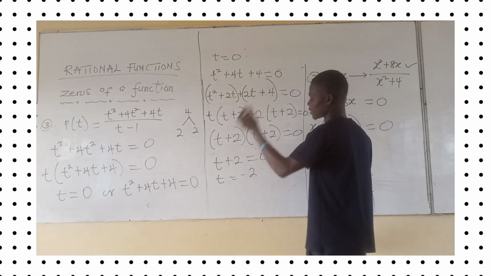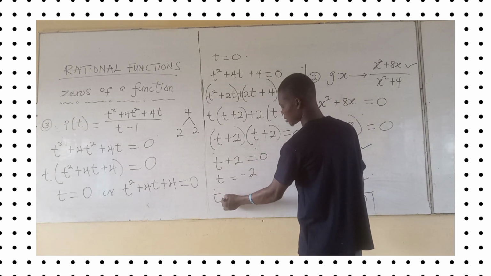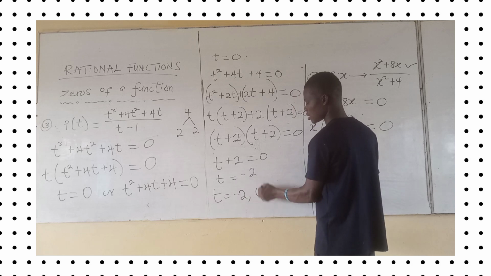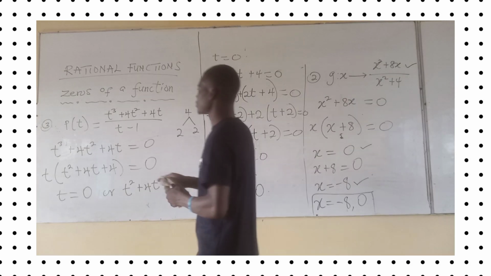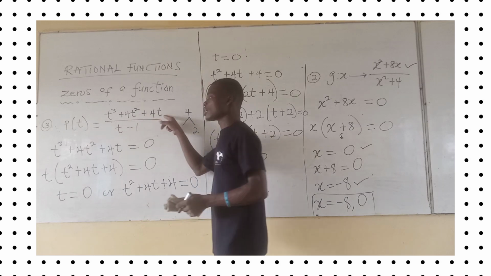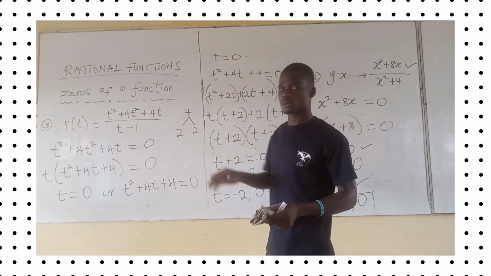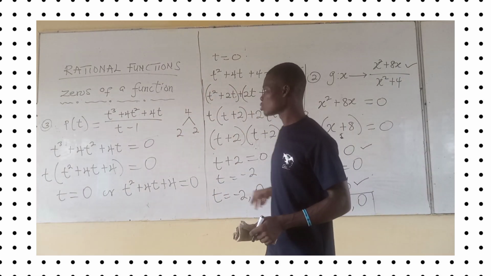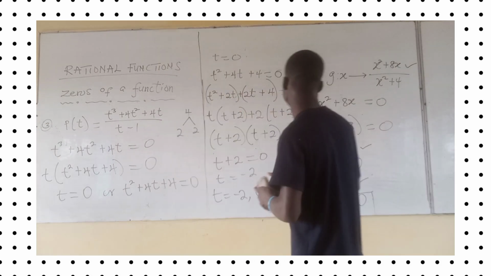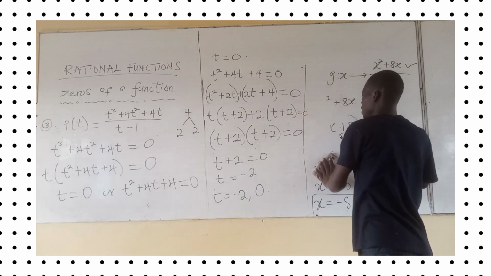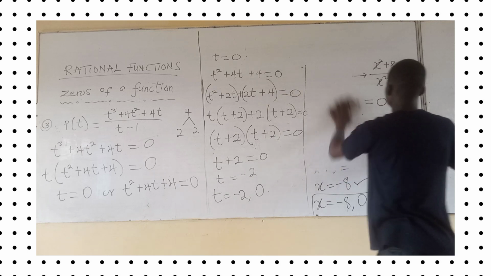So the zeros of this function are t is equal to minus 2 and what? 0. So when you take negative 2 here, we are going to get everything to be 0. And when you take the 0 too, we're going to get everything to be what? 0. So now let's take our time and solve problem number 4.